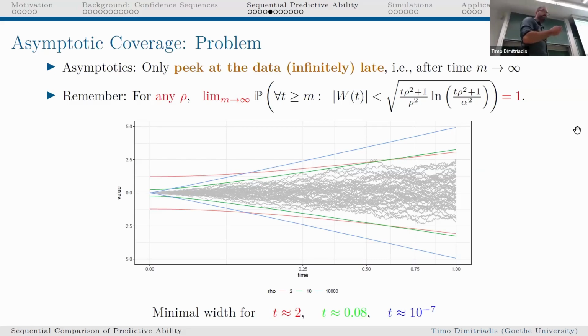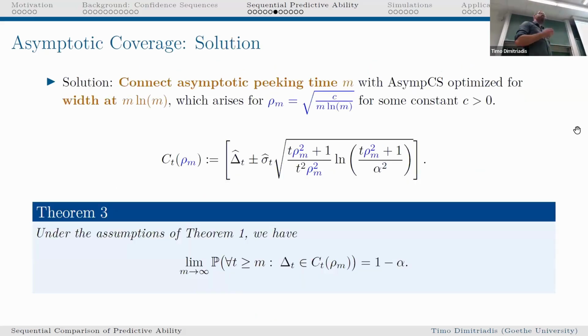So I somehow have to connect this rho with the initial peeking time. And that's exactly what we do. So we use the band with a rho_m that looks like that. So it's a constant c that we even know, we can compute it, divided by m ln m. So this peeking time results in a confidence sequence that has minimal width at m ln m. So a bit after m. So if m is 100, then m ln m is maybe 400. So we have minimal or small width after we peek.